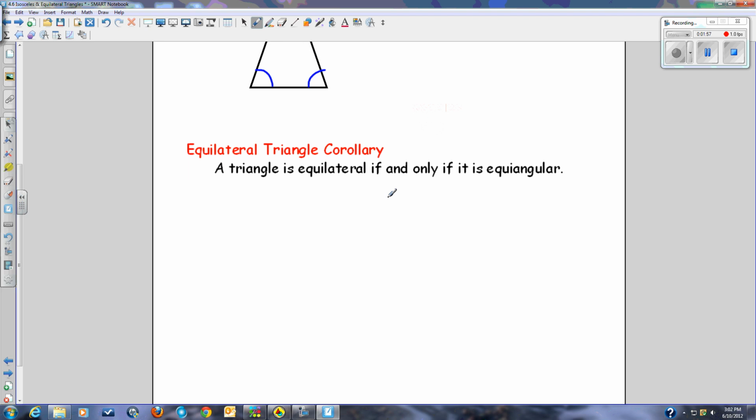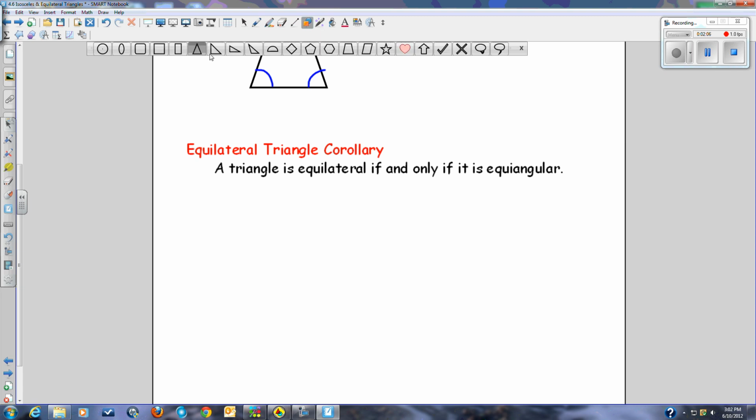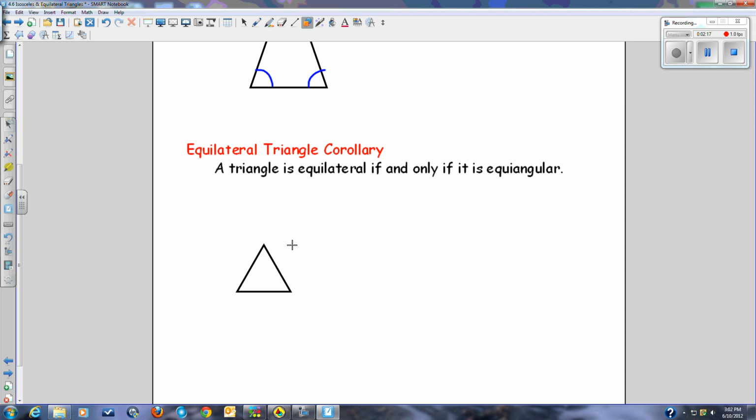The equilateral triangle corollary says a triangle is equilateral if and only if it's equiangular. So in other words, those two ideas are basically interchangeable. Let's see if we can draw this. Right, so if a triangle is equilateral, it also means that all the angles have to be congruent. I really don't need this other one that I just drew.